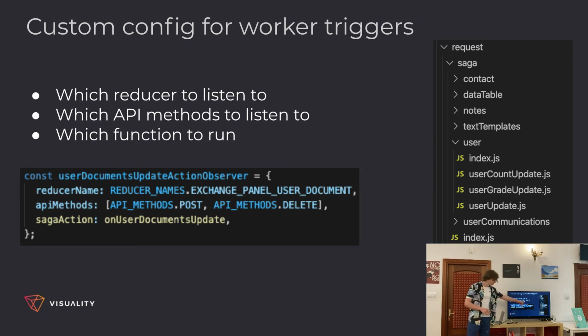Don't be confused by the names user and document. This is just how we call candidate and file on the application level. So as I said, we're listening for changes in the files context. API methods is just a list of methods which we want to filter by when an action is happening. And Saga action is basically just a function, or the Saga worker, which should get called when two criteria are met.